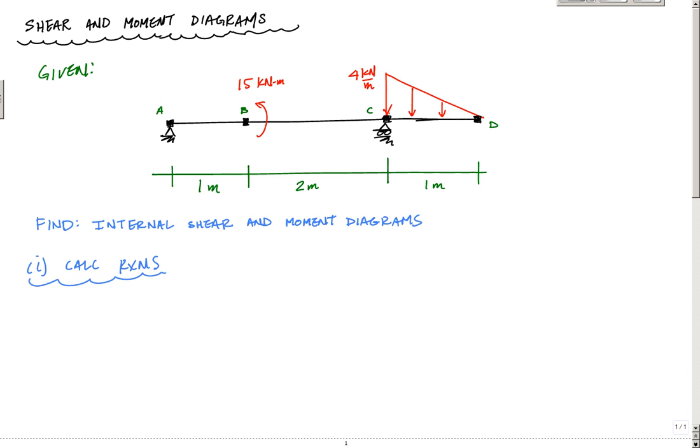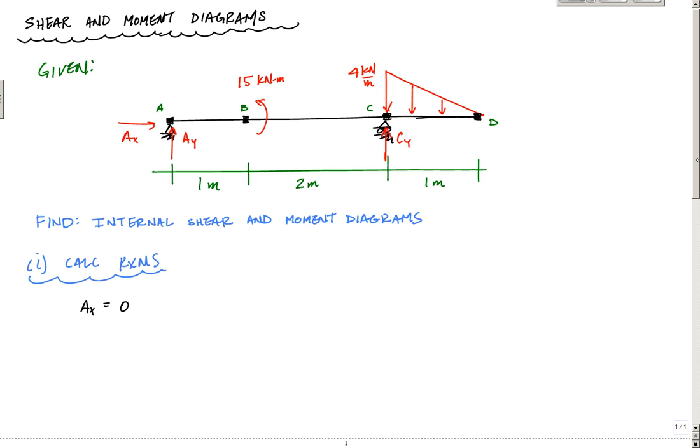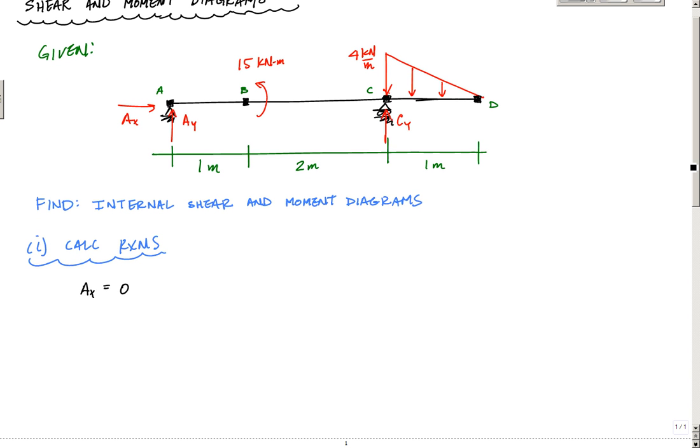The thing you want to do is draw what the reactions are. So we're going to have a vertical reaction here, Ay, horizontal Ax, and Cy vertical there. And Ax is pretty trivial. If you sum the forces in the horizontal, that's going to be 0. So Ax equals 0. That's easy. And then to find the vertical reaction at C or Cy, I'm going to take moments about point A equal to 0 here.